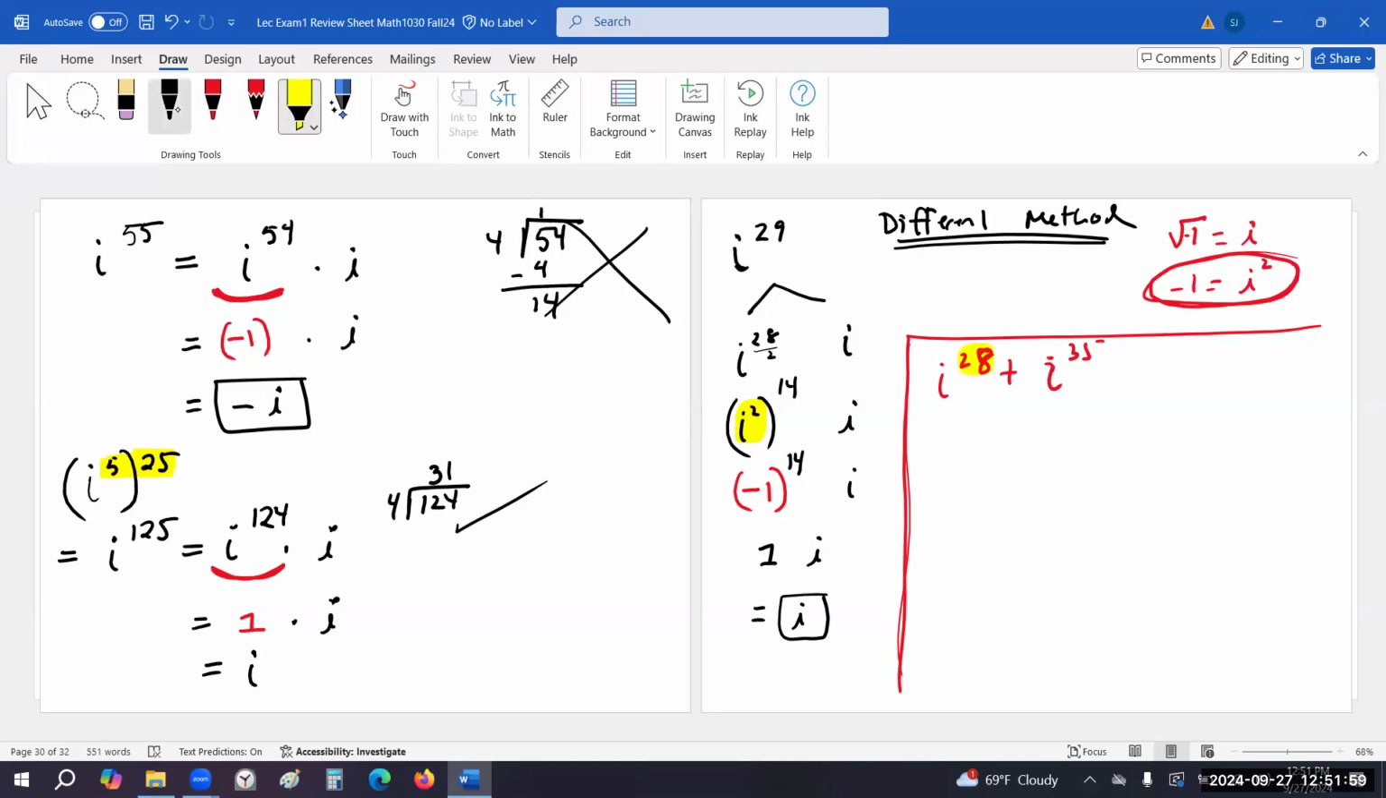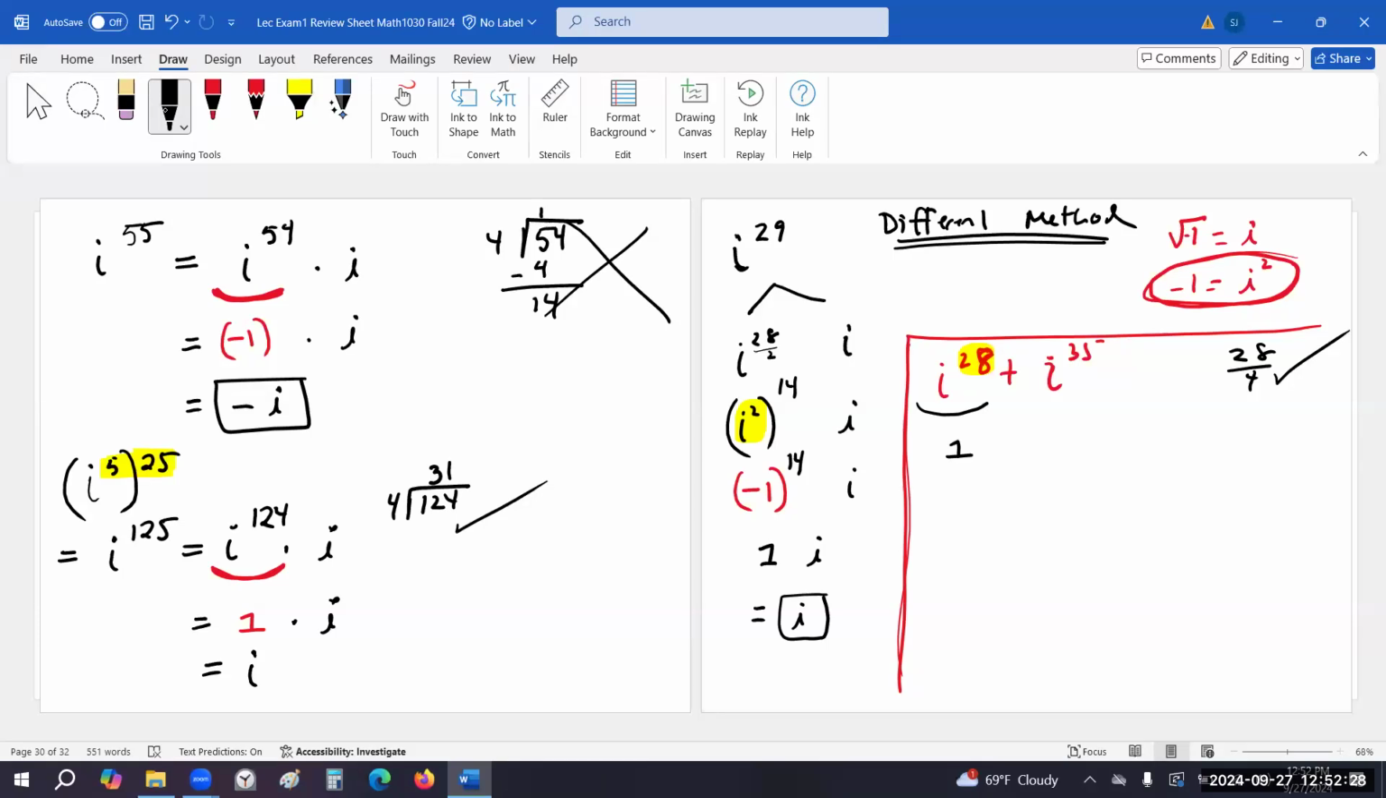28. Can you divide 28 by 4? Yes. So from here, what do you get? When you can divide by 4, the answer is? i is 0. When you can divide your power by 4, what's the answer? 1. It says i^0.